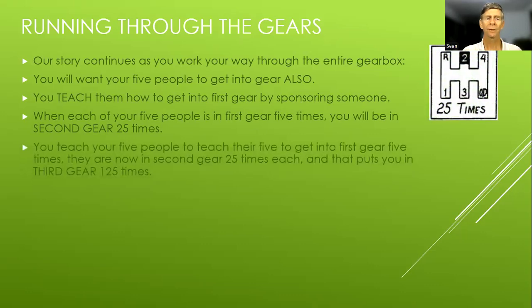Hope this is making sense to you. You teach your 5 people to teach their 5 to get into first gear 5 times. They are now in second gear 25 times each, and that puts you in third gear 125 times. Remember the first napkin presentation? Go back and look it up. This explains everything. And this simplifies it.